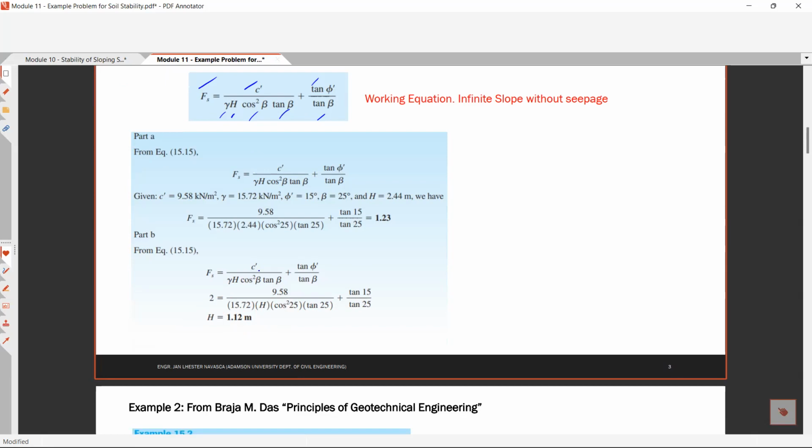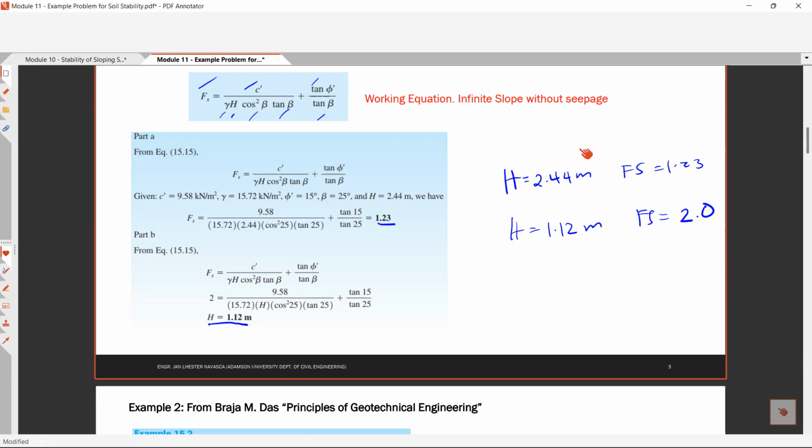Okay, so what can you say about part A and part B? Okay, at H equals 2.44 meters, the factor of safety is equal to 1.23. Now, when your H is equal to 1.12 meters, approximately 50% or so was reduced, the factor of safety is equal to 2.